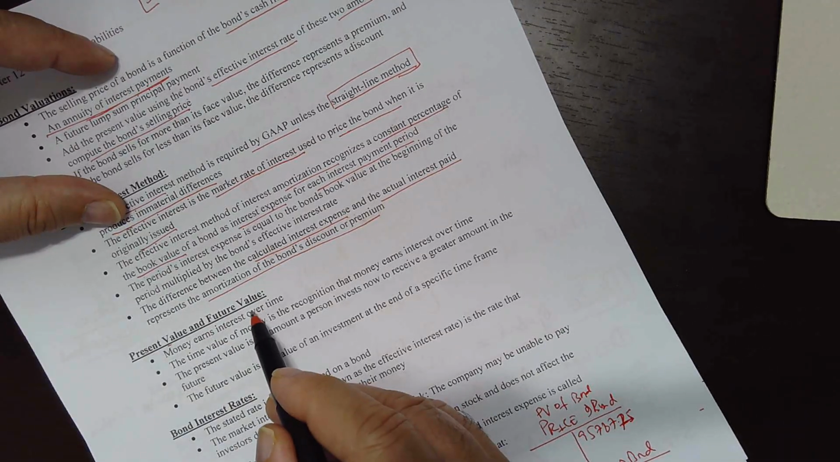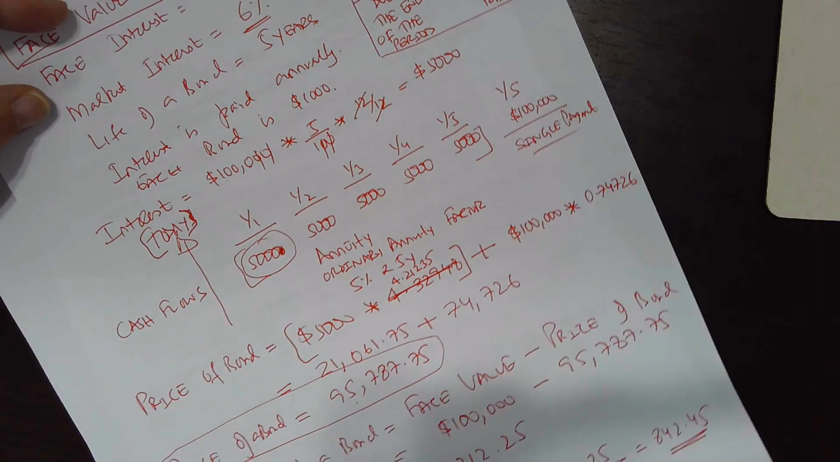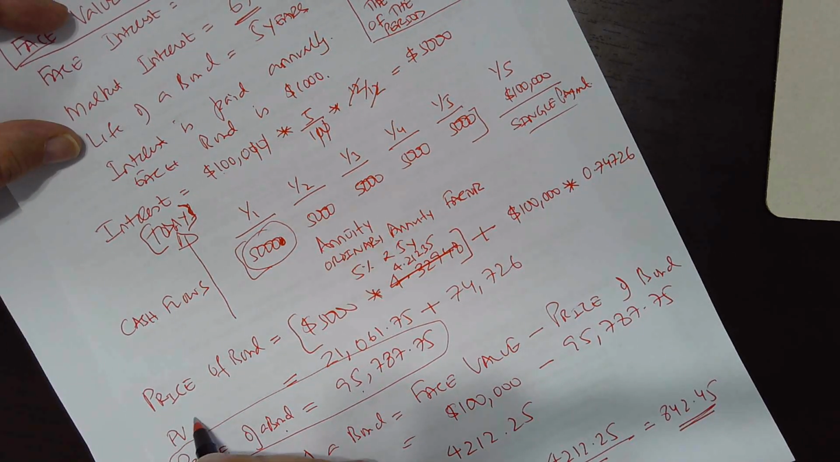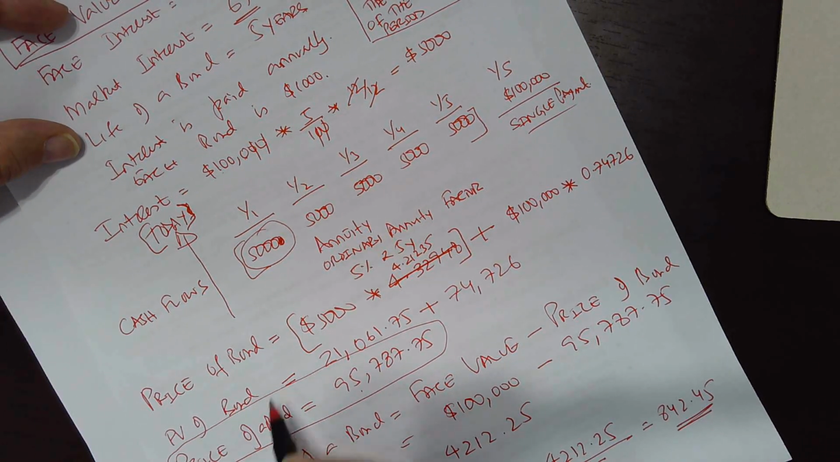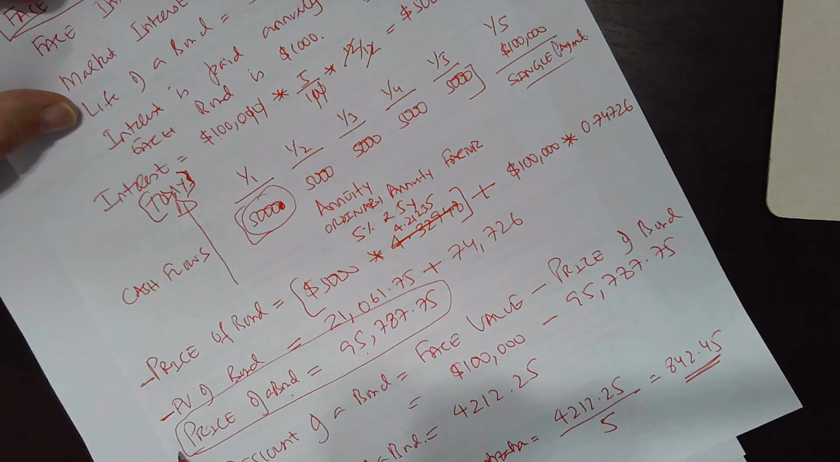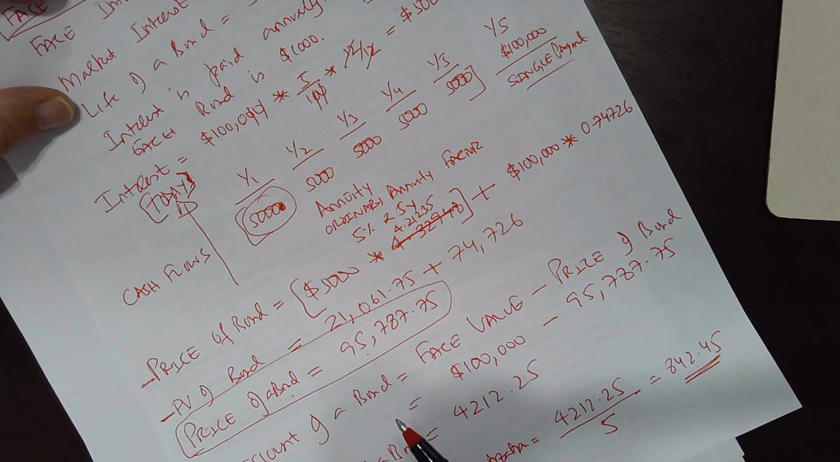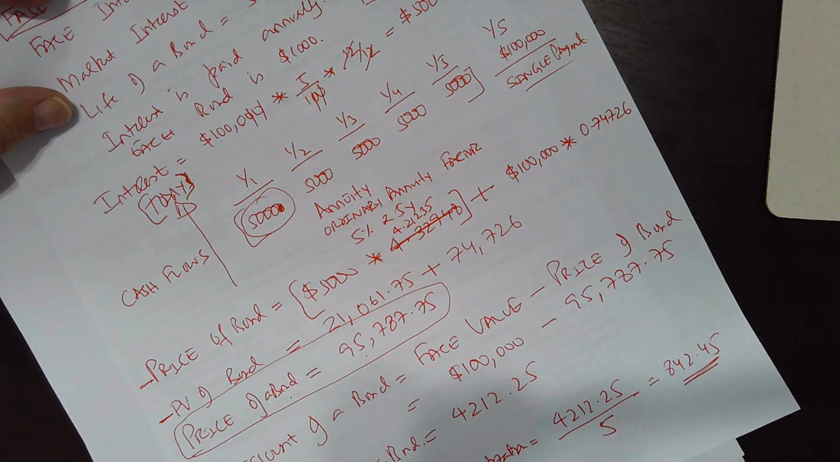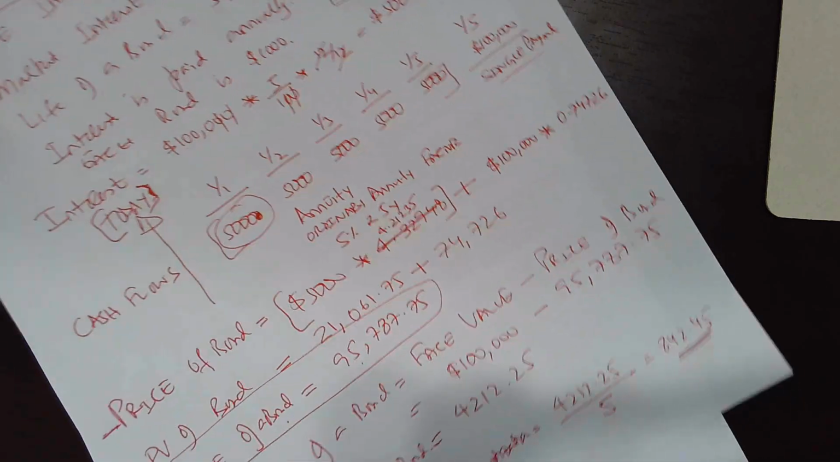Future and present value of the money. So this calculation of the price of bond is the present value of bond. So it is called price of bond. It is also called present value of the bond, and it's also called the current value of the bond. So price of the bond, present value of the bond, and current value of the bond is the same thing.